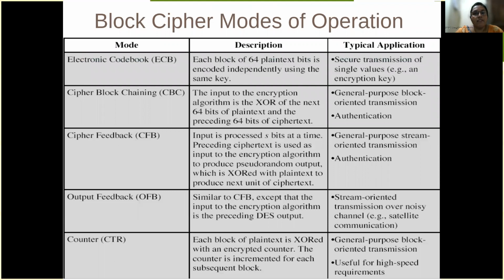Now this we have already discussed. Please look at it here. What I am actually interested in is what the typical applications for each of the modes are. ECB is for secure transmission of single values or small messages. Here there is general purpose block-oriented transmission plus authentication. Here also general purpose stream-oriented transmission with authentication. And then we have stream-oriented transmission over noisy channel. And finally, we have block-oriented transmission with high-speed encryption. So these are the applications.